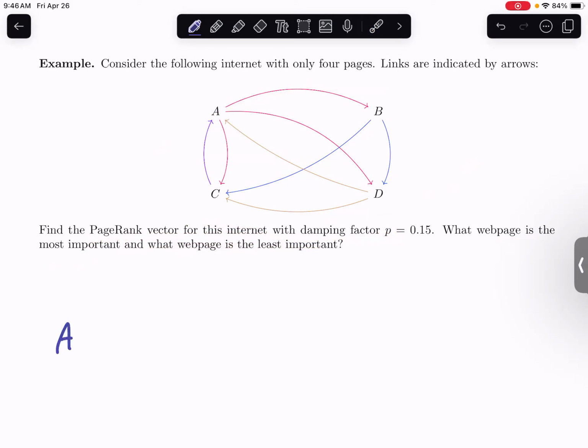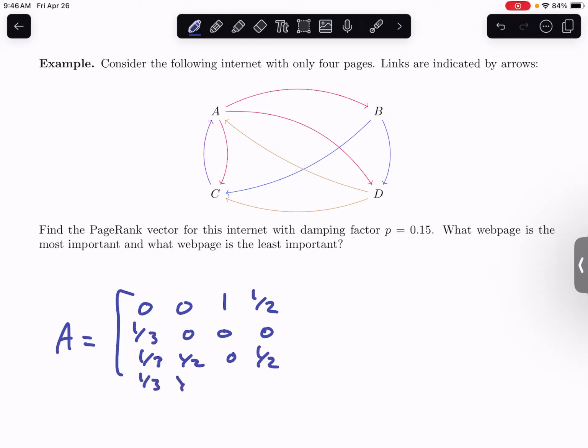So the initial matrix we had, A, was equal to 0, 0, 1, 1/2, 1/3, 0, 0, 0, 1/3, 1/2, 0, 1/2, and then 1/3, 1/2, 0, 0. And so we don't have any columns with 0. So we have A is equal to A prime. That doesn't change.